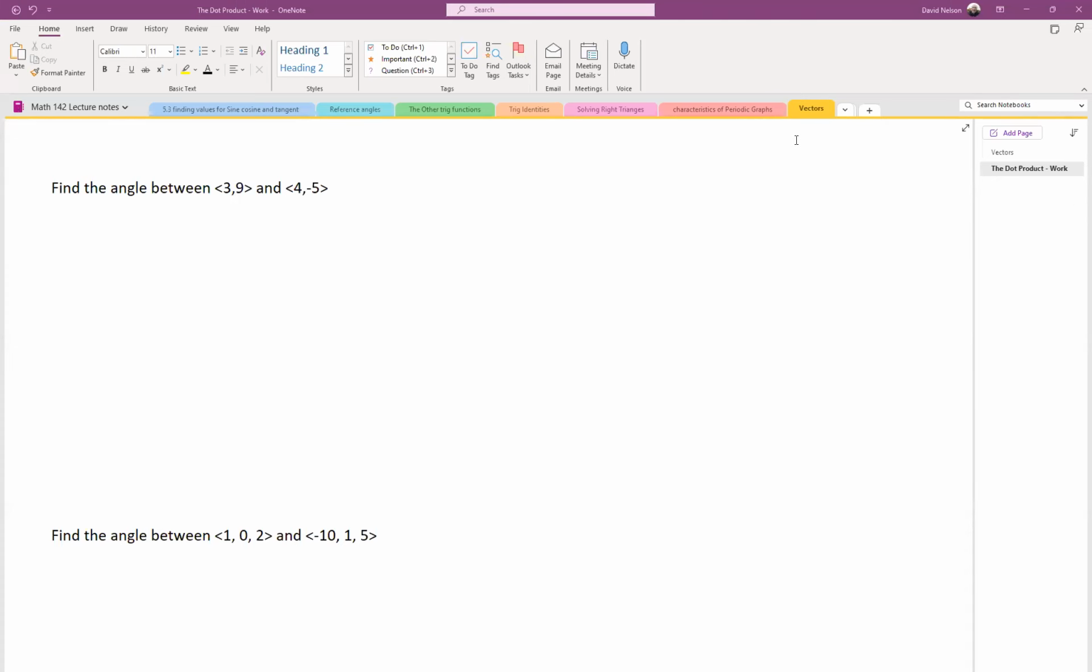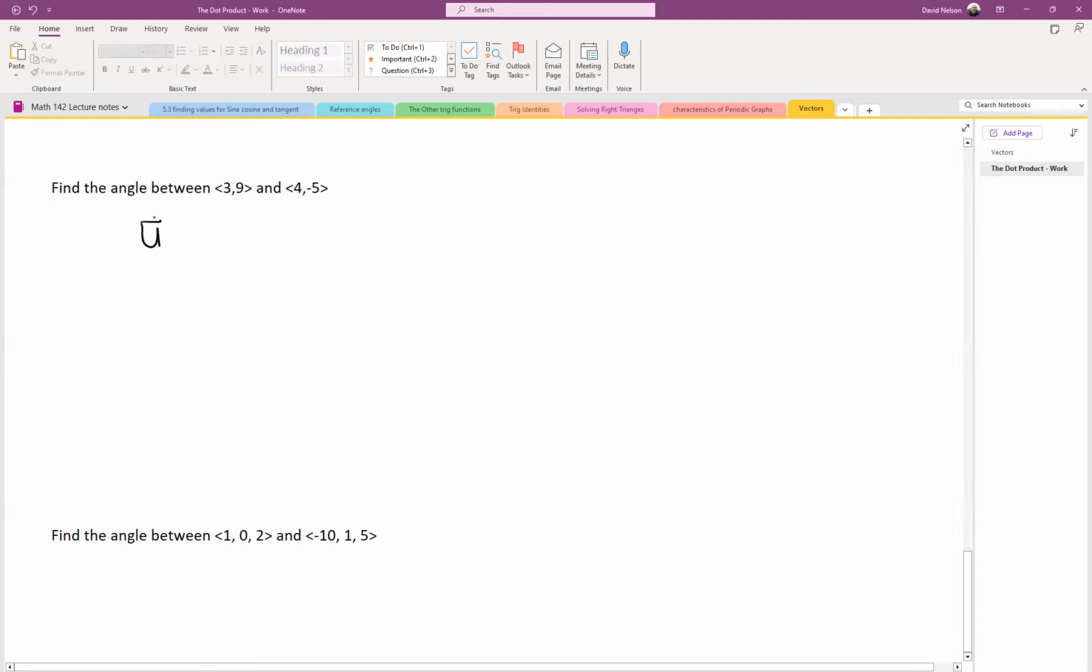Right. Another aspect of the dot product is to find the angle between two vectors. So suppose we're asked to find the angle between (3, 9) and (4, -5). And we know that there's two ways to find the dot product.